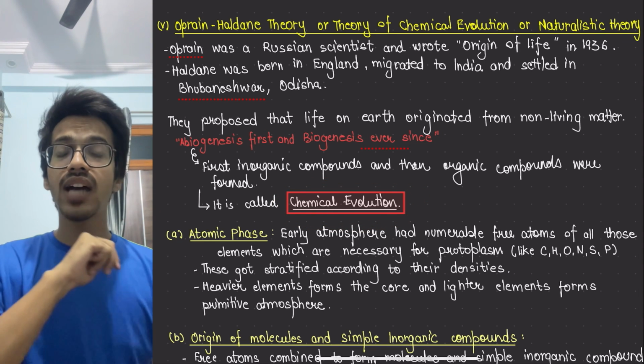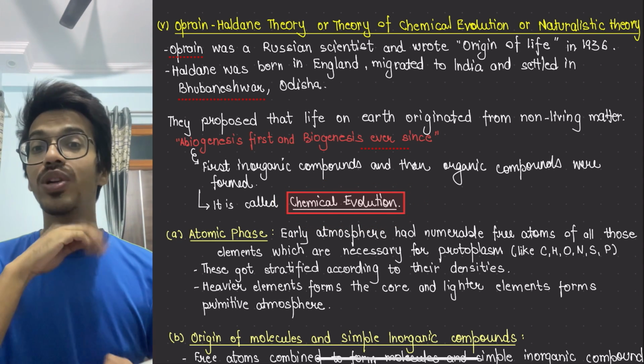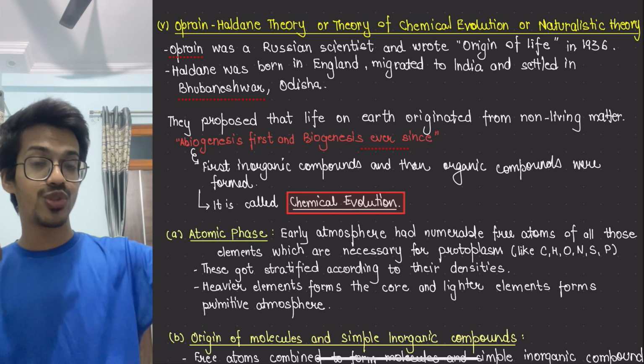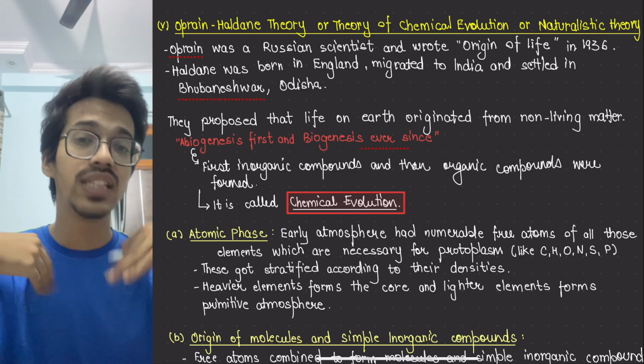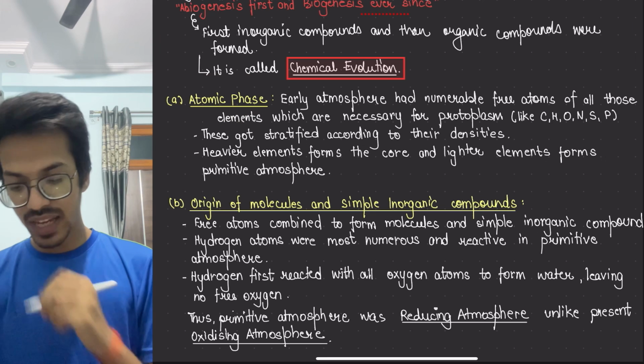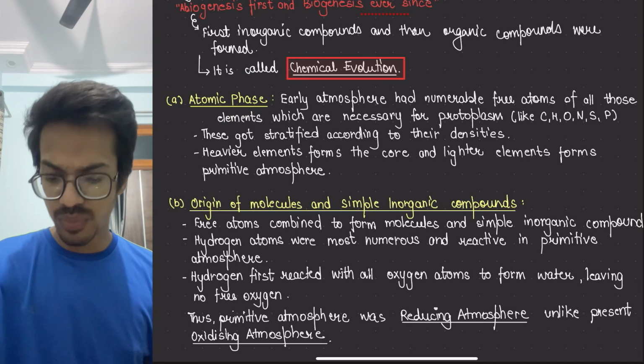We will understand how this chemical evolution took place next, and from this chemical evolution comes biological evolution, which is the major concern for us in this chapter. We will proceed to it. So first is the atomic phase. Atomic phase means what the early atmosphere is like.